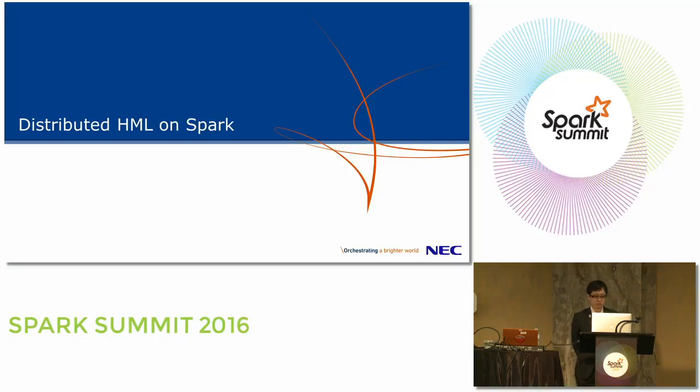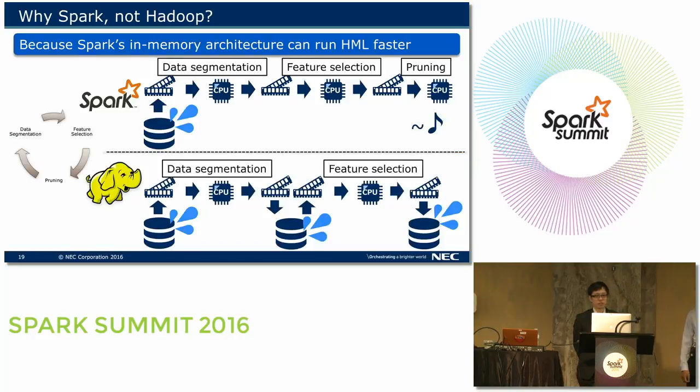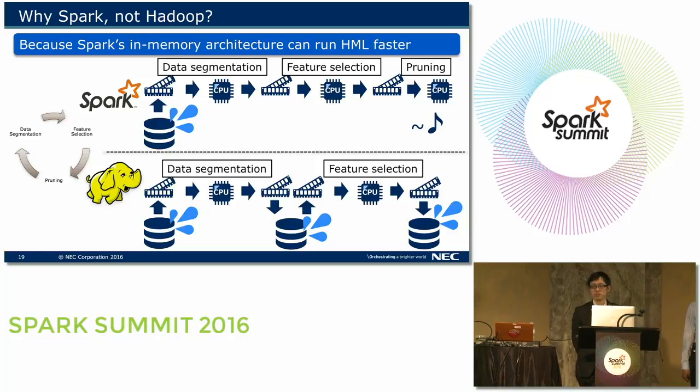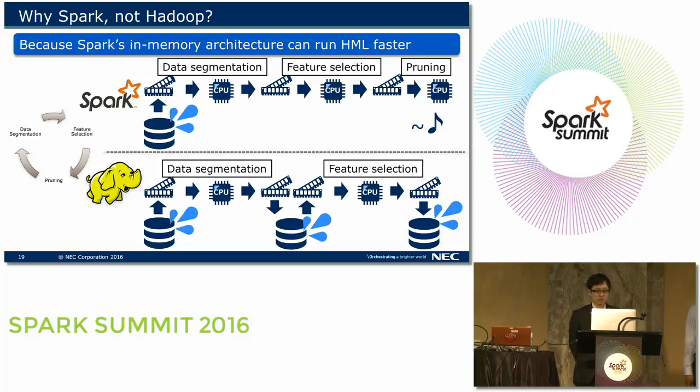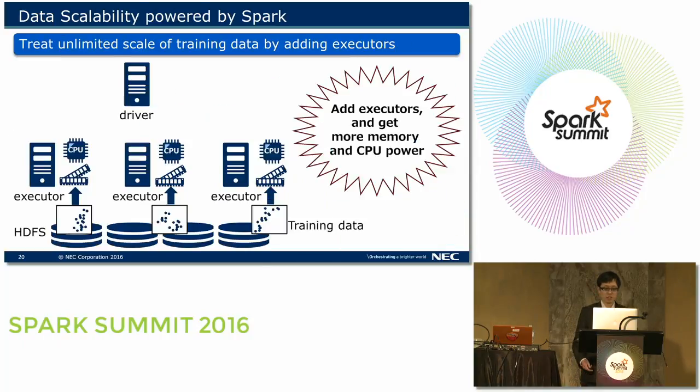Okay, so I'll explain the distributed HML on Spark. First, the reason why we chose Spark is that Spark's in-memory architecture is very suitable for running machine learning algorithms. On Spark, once data is loaded from disk, all execution is done in memory. One similar distributed computing system to Spark is Hadoop. But unfortunately, Hadoop is not suitable for running machine learning algorithms because Hadoop requires multiple slow disk accesses in its execution. And powered by Spark, we can treat an unlimited scale of training data. Spark is a scale-out MapReduce architecture, so Spark can increase the memory and CPU power by just adding executor servers.